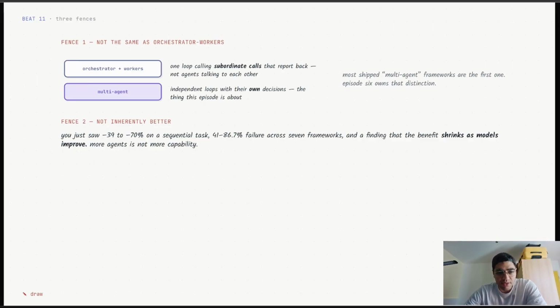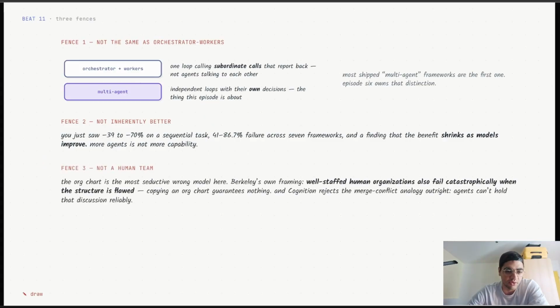The second fence before you build a real multi-agentic system is that you need to understand it's not inherently better. You just saw statistically, compared to a single agent, it's minus 39% to minus 70% on sequential tasks. You have also more failures. So it's really something that you should only use in certain cases. Follow this before you realize which cases those are.